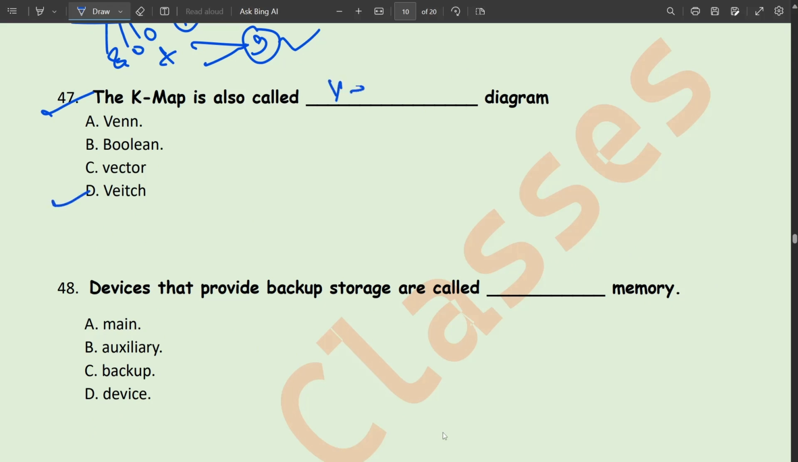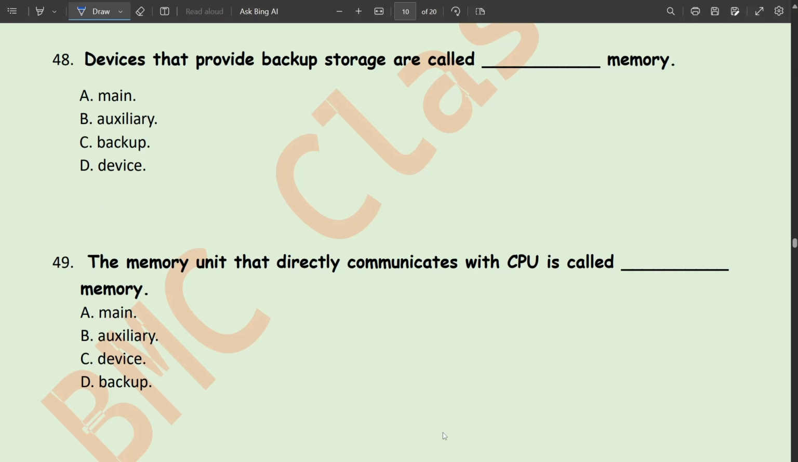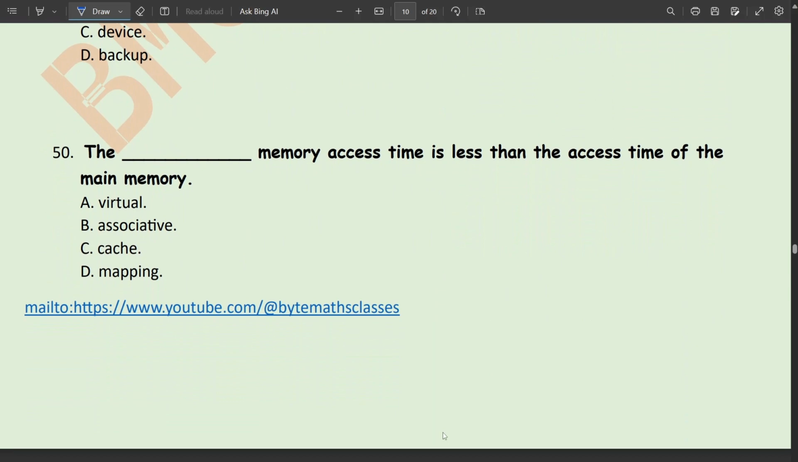Option number D, which diagram. Next, devices that provide backup storage are called. Which device provides backup? So the answer will be option number B, auxiliary. Next, the memory unit that directly communicates with CPU is called main memory. Main memory directly communicates with CPU. Next, the memory whose access time is less than the access time of the main memory. Your answer will be cache. Option number C is correct.